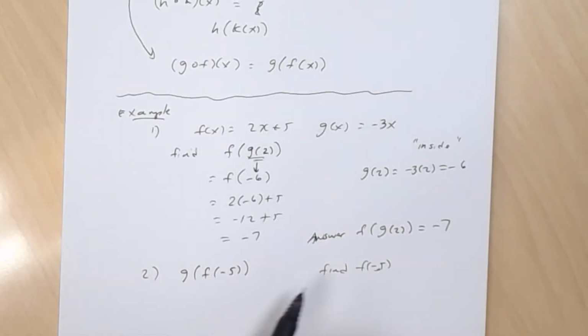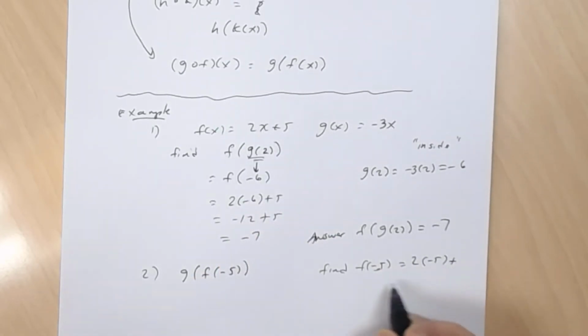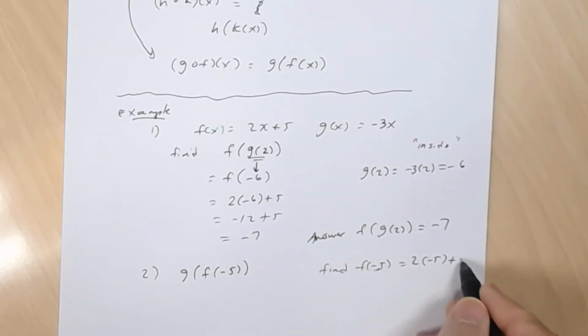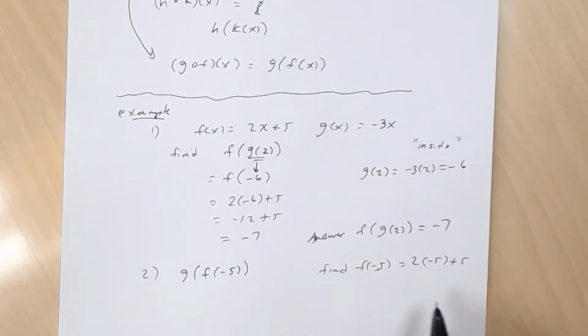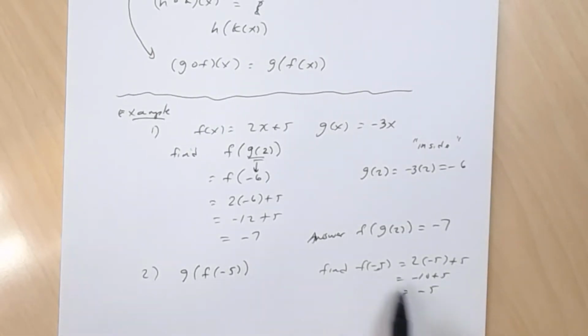So f of negative 5 means I go to my function f, and where we see the variable x, I substitute negative 5, right? Okay, so I get 2 times negative 5 plus 5. So this becomes negative 10 plus 5, which is negative 5. So f of negative 5 is negative 5. So I found my inside first.